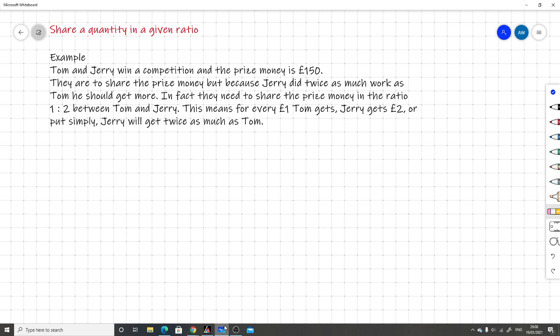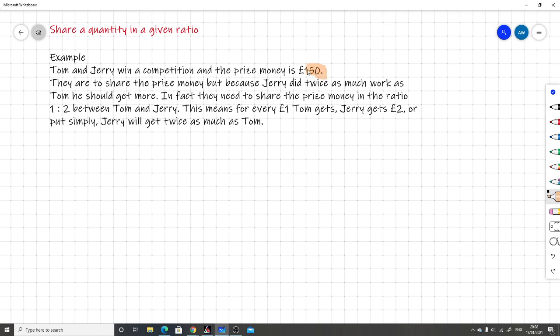We have Tom and Jerry win a competition and the prize is £150. They're going to share the prize money, but because Jerry did twice as much work as Tom, he's going to get more. In fact, they're going to share the prize money in the ratio 1:2. And this means that for every £1 Tom gets, Jerry gets £2. So Jerry is going to get twice as much as Tom.